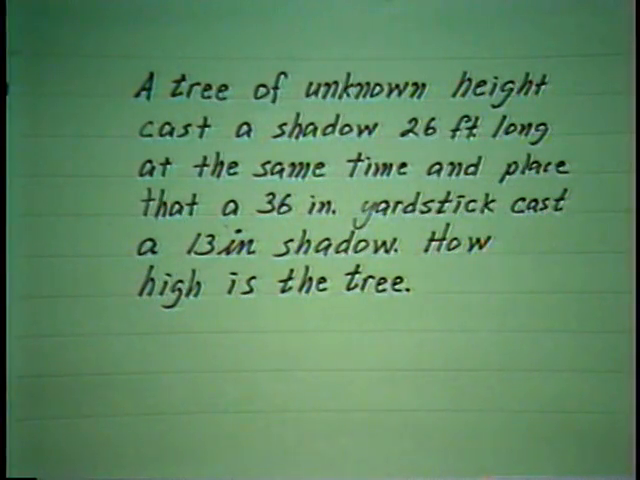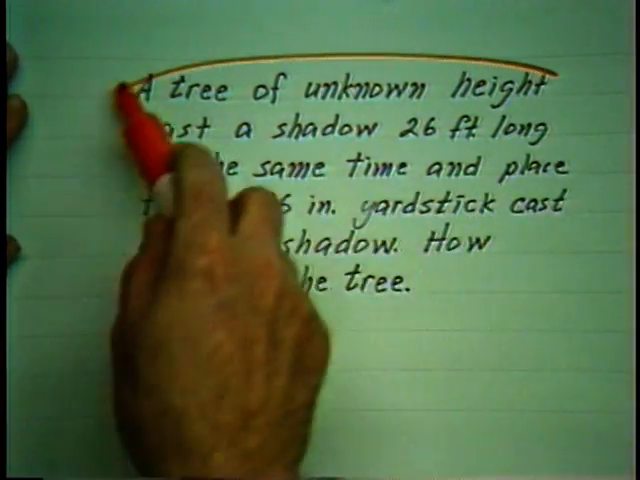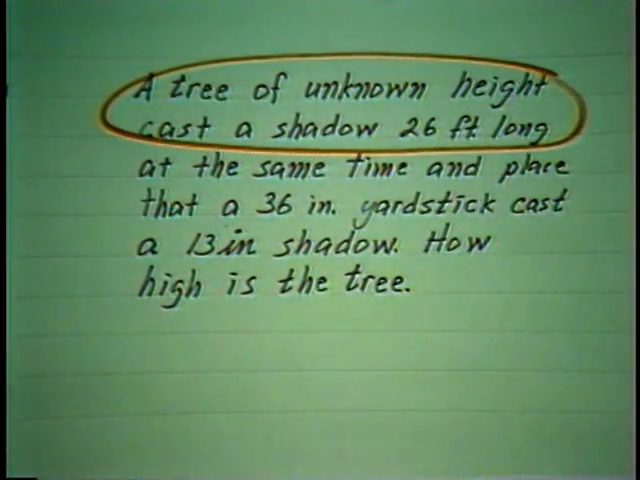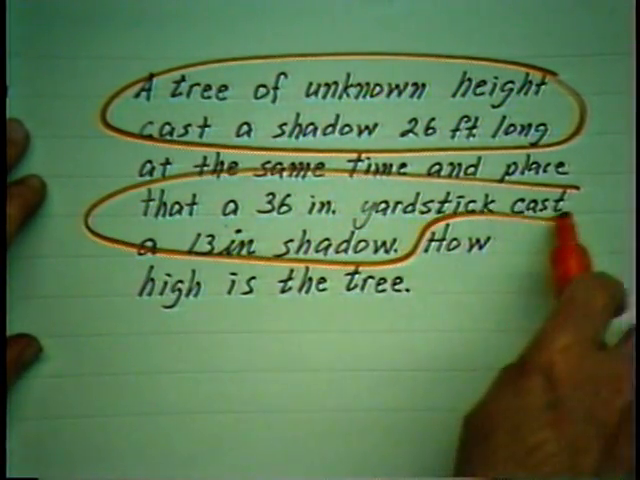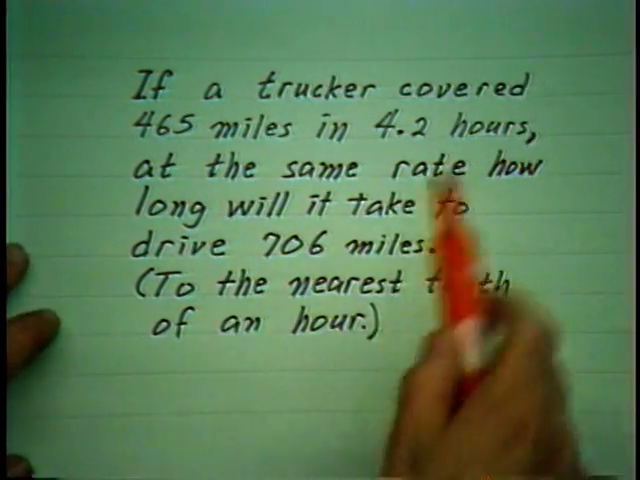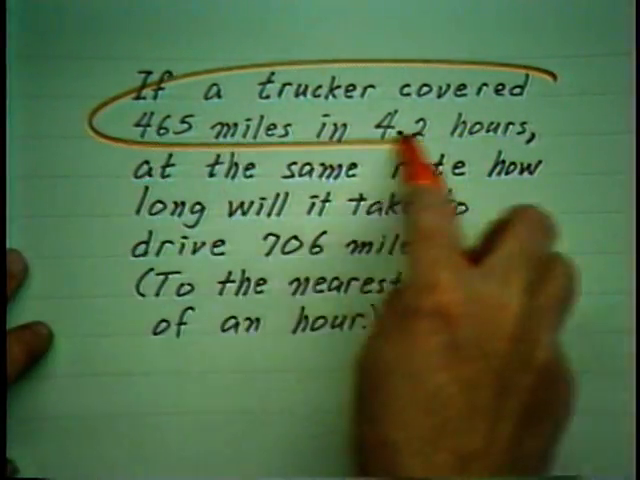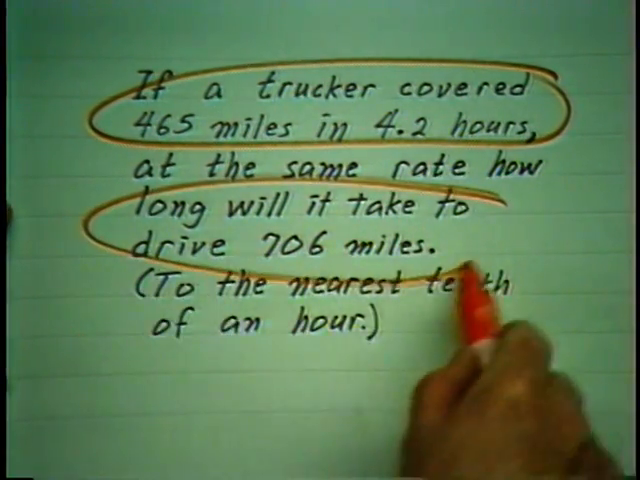Let's recall the problems we looked at very briefly 2 lessons ago. First problem, a tree of unknown height cast a shadow 26 feet long at the same time and place that a 36-inch yardstick cast a 13-inch shadow. Or this one, a trucker covered 465 miles in 4.2 hours. At the same rate, how long will it take to drive 706 miles?